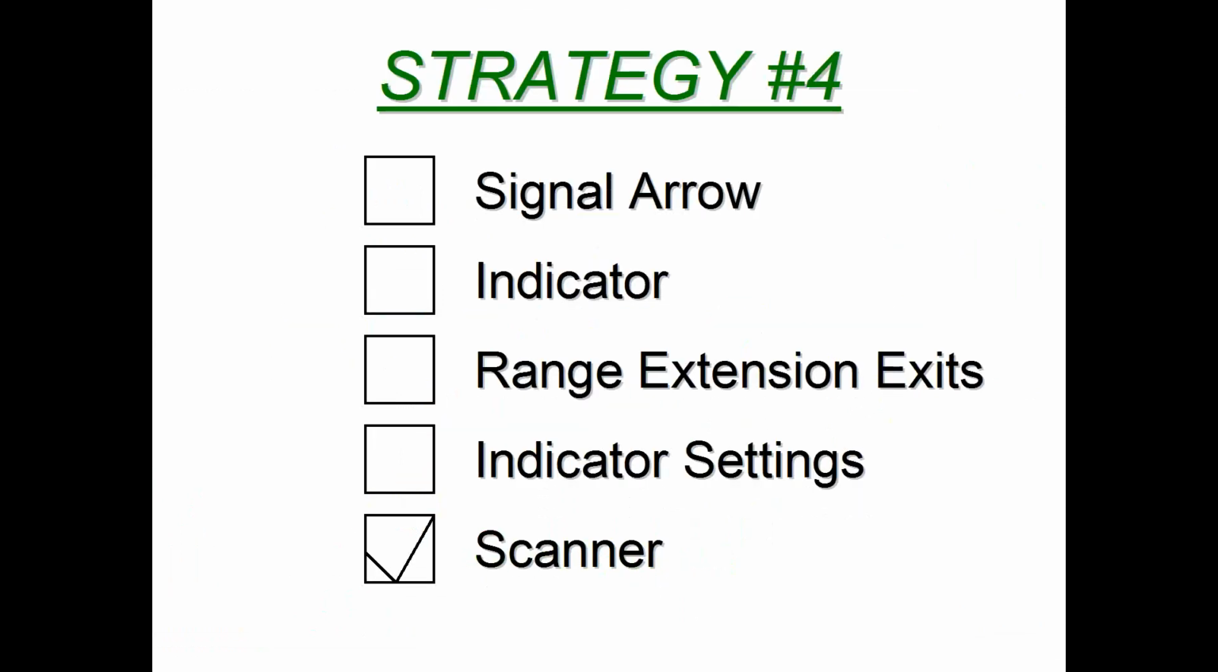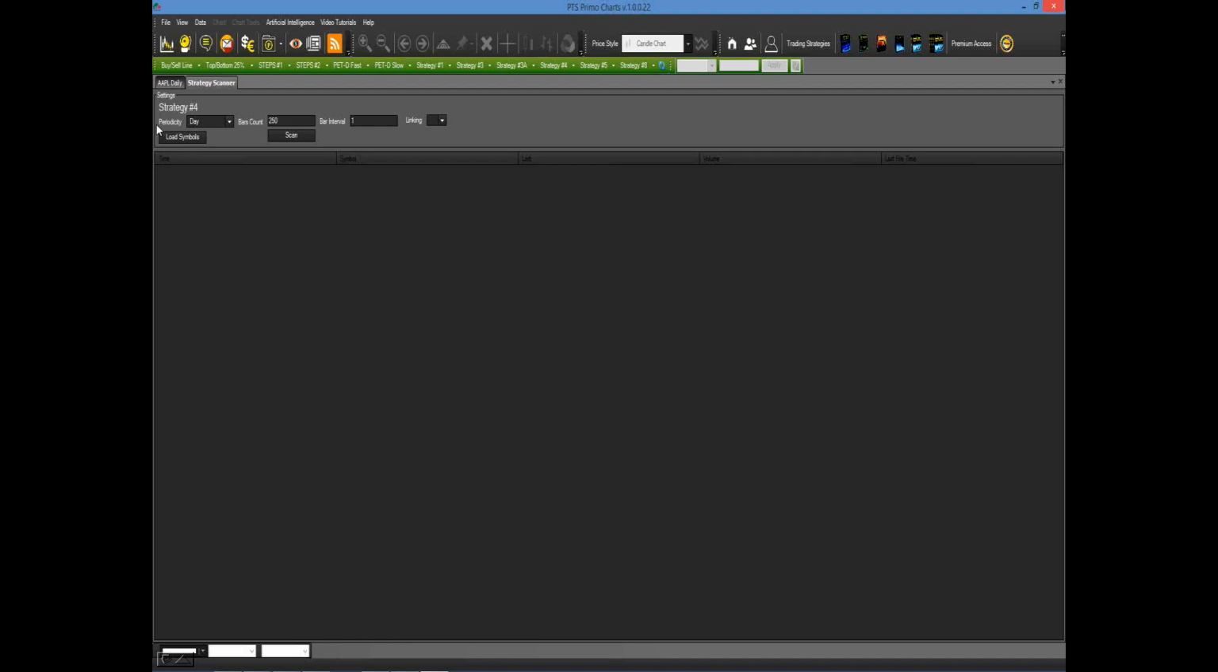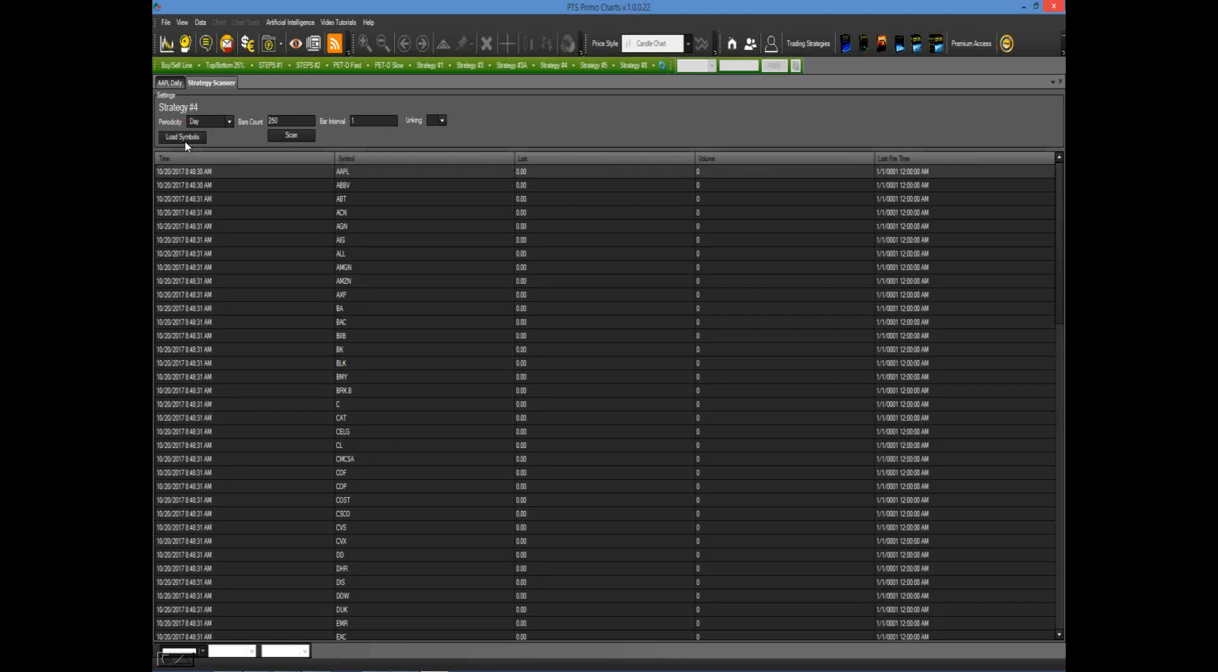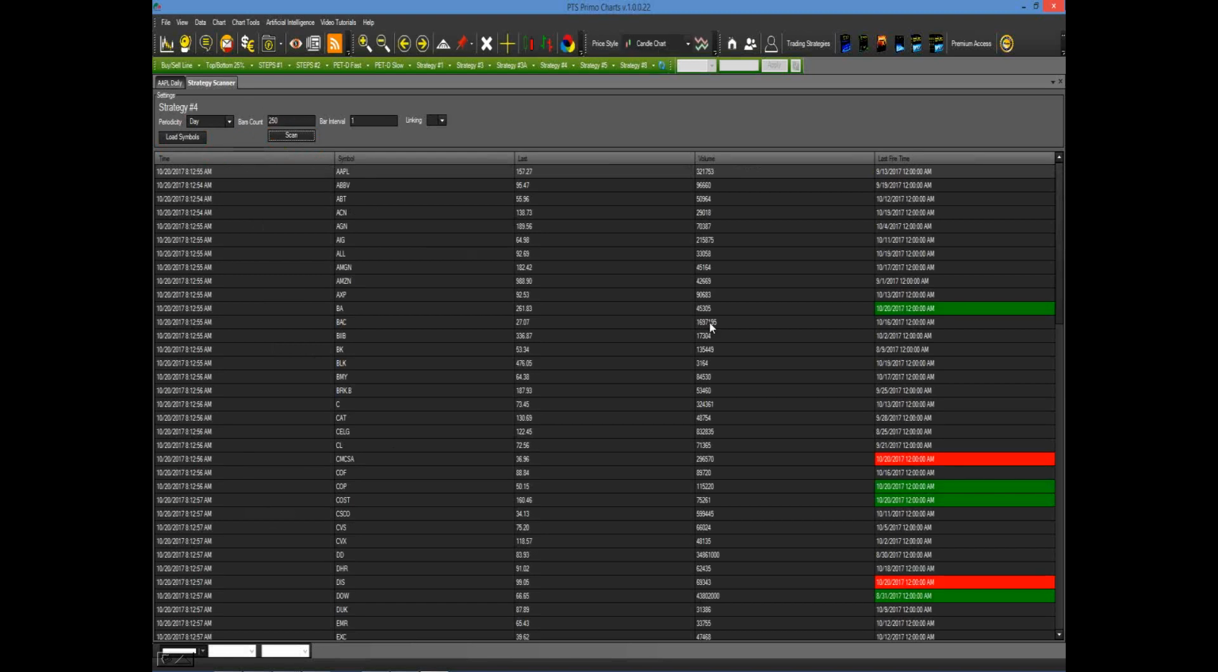So let me show you how simple it is. On the strategy number 4 drop-down menu, instead of clicking on signal arrows or range extension, you click on scanner, and then you see this page appear, strategy number 4 scanner. Click on load symbols. We provide you with upwards of a dozen different symbol lists, different markets, different exchanges, and whatever one you choose automatically appears, okay, in this spreadsheet. Then all you do is click on scan. It automatically knows it's going to scan for strategy number 4 signals. And in probably less than 30 seconds, you have a series of green and red bars.